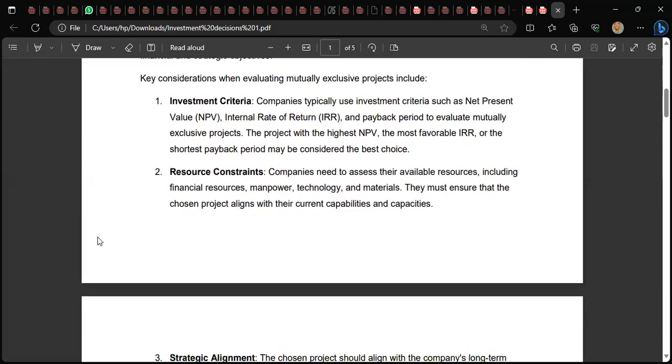And then, of course, you look at the resource constraints. The company needs to assess their available resources, including the financial resources, manpower, technology, and material. For the most part, financial resources were dealt with in the previous chapter, right? So that normally covers the financial constraints. How much money can you get and how much does the project want? But other factors that you take into consideration are the manpower. What type of manpower is required by this project, or the technology or the materials, how available is it?